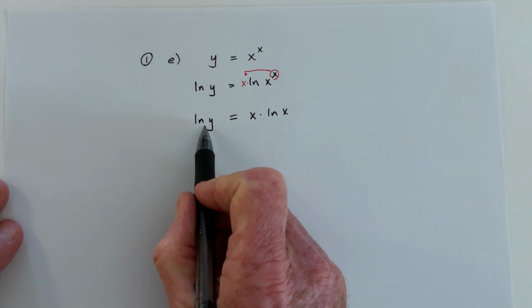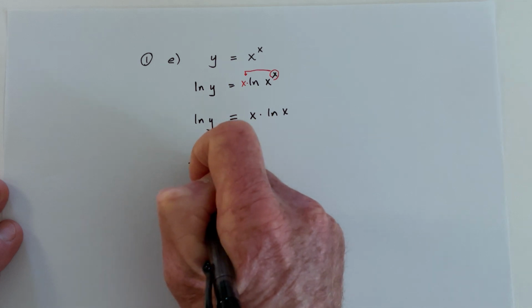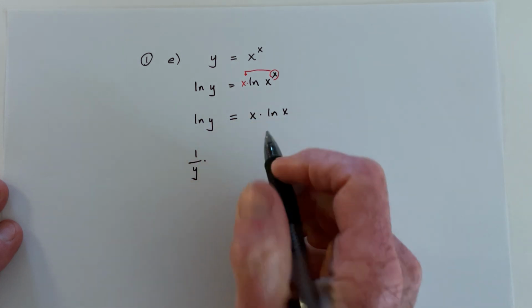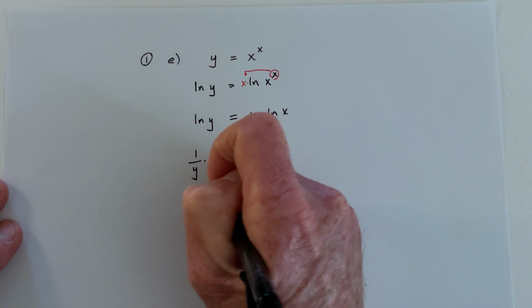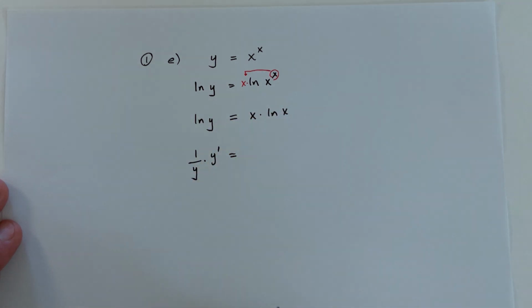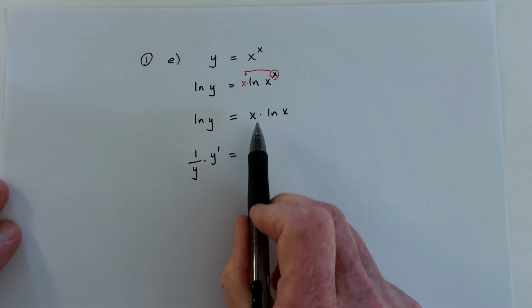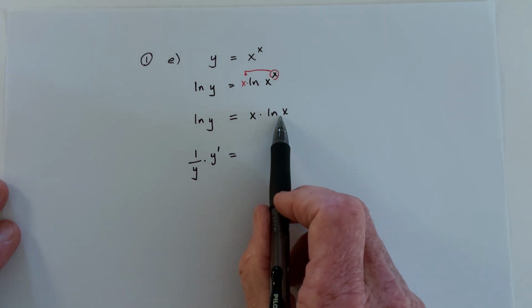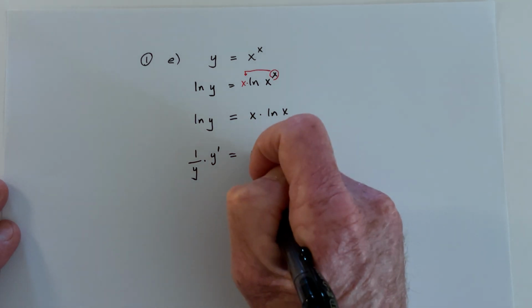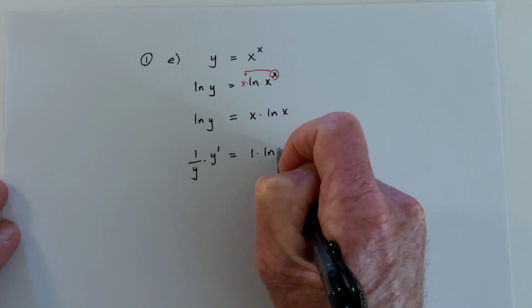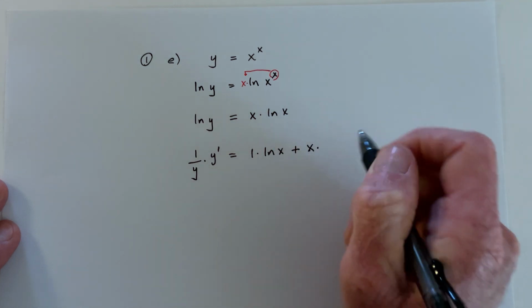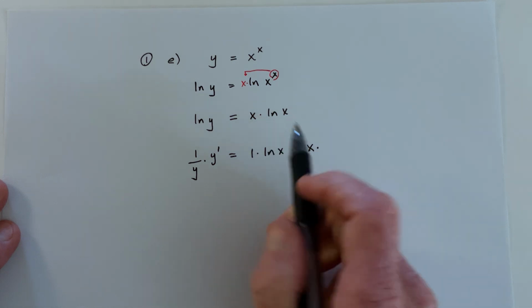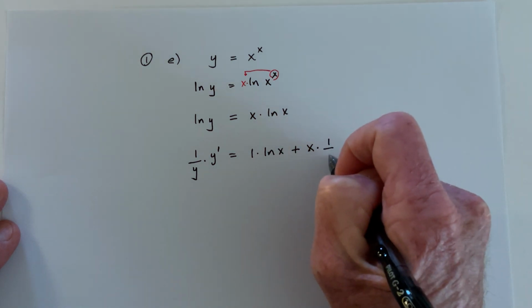So the derivative of the natural log function will be 1 divided by y, and then the chain rule says now you need to take the derivative of y. So multiply with y prime. And on the right side, it's going to be the product rule. So the derivative of x is 1, and then leave the natural log of x alone, plus leave the x alone, and now take the derivative for the natural log of x, which is 1 over x.